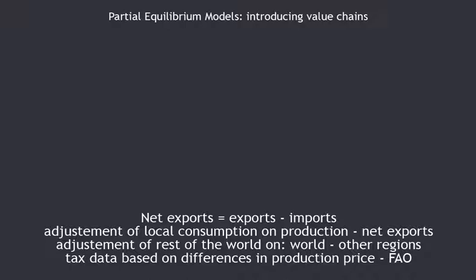And finally, concerning taxes, import taxes or export taxes, we have a world price and a local price, so we calibrate tax data based on differences in production price. It means that if we have a local production price which is greater than the world price, we suppose that there is an import tax, which is the difference. And if it is the opposite, we have an export tax.